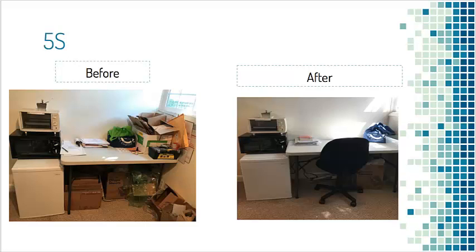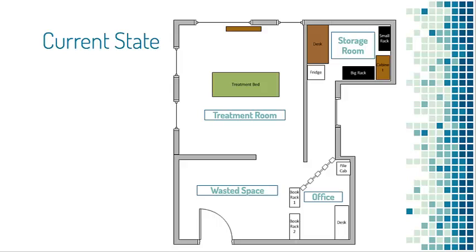This is the current layout of the facility, and as you can tell, there is one treatment room in the upper left corner, a storage room that also doubles as an office space in the upper right. Then there's an office in the bottom right corner that our client uses to do paperwork and consult with patients in. And then the space in the bottom left-hand corner is wasted open space that isn't used for anything.